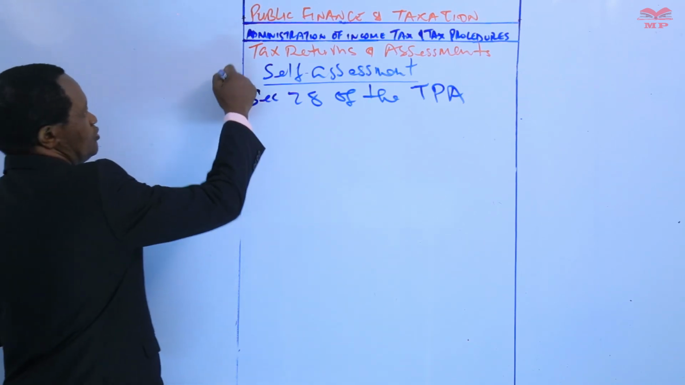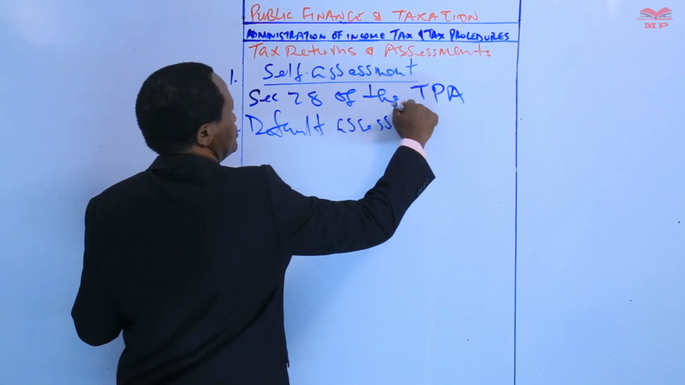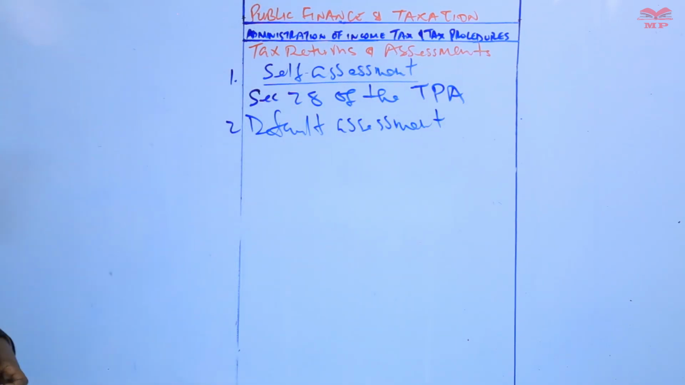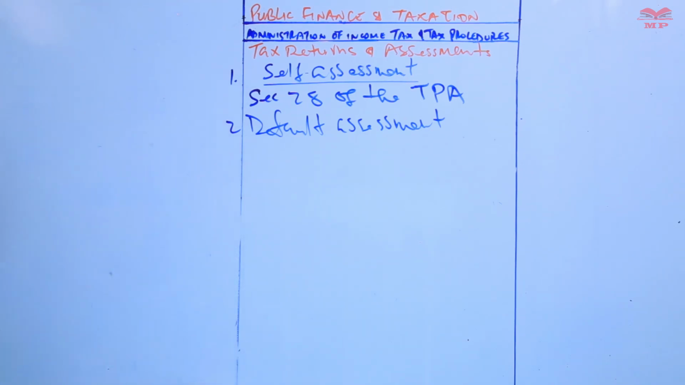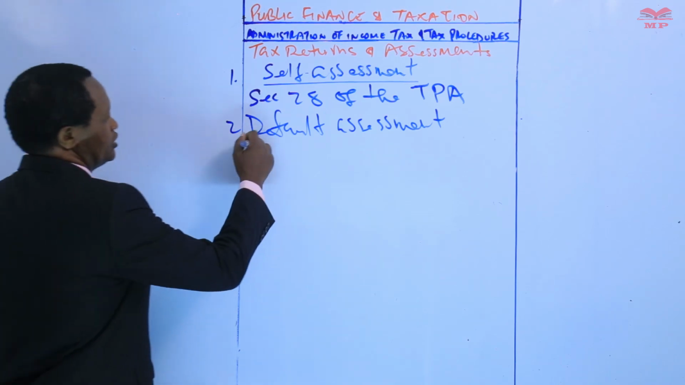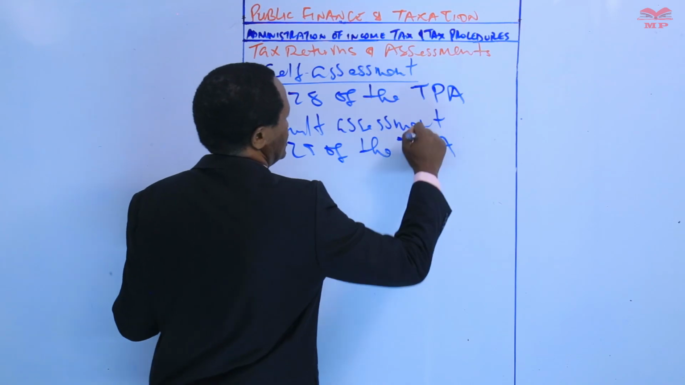Number 2 is default assessment. Default assessment is an assessment made by the Commissioner of the Kenya Revenue Authority when a taxpayer fails to comply with the obligation to file a tax return for a reporting period as required by the tax law. Default assessment. This is Section 29 of the Tax Procedures Act.